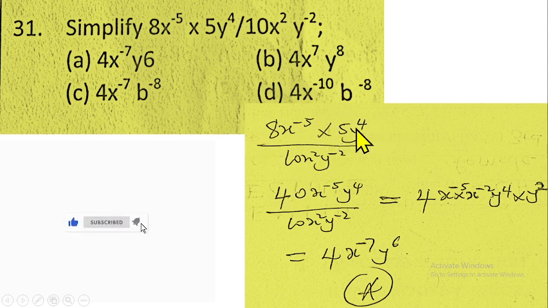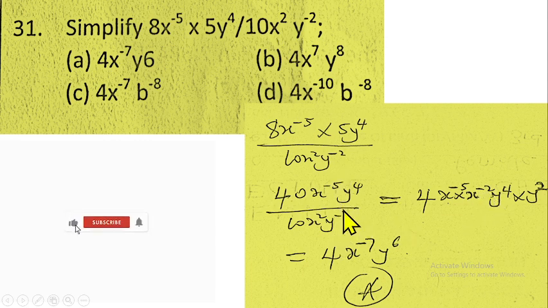Then what can you do? The numerator, you can multiply the numerator. 8 times 5 gives us 40. Then x raised to power minus 5 y raised to power 4 over 10 x squared y raised to power minus 2. Then of course, 10 can go in 40, that gives us 4. Then I have x raised to power minus 5. Then here, this x squared, it means you have 1 over x squared, which I can write as x raised to power minus 2. Do you understand that?